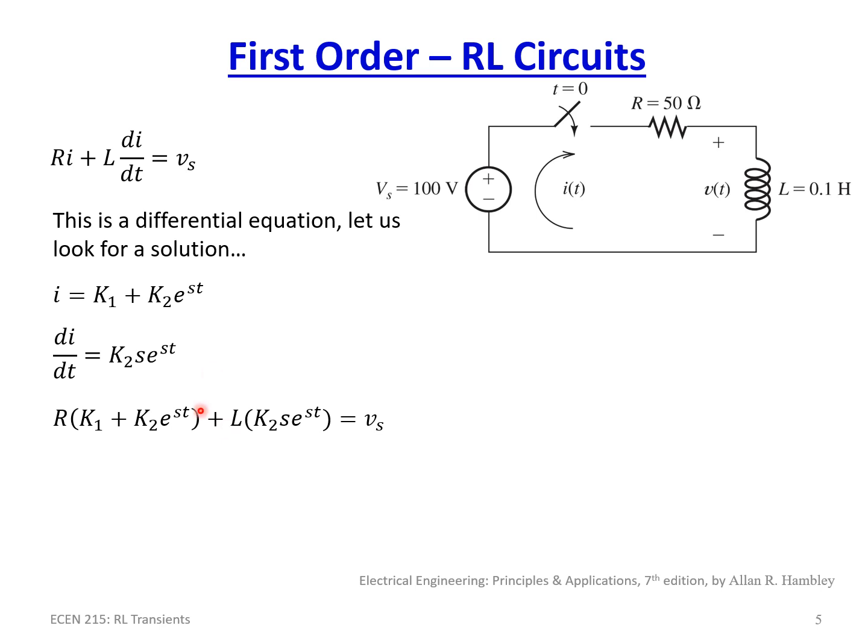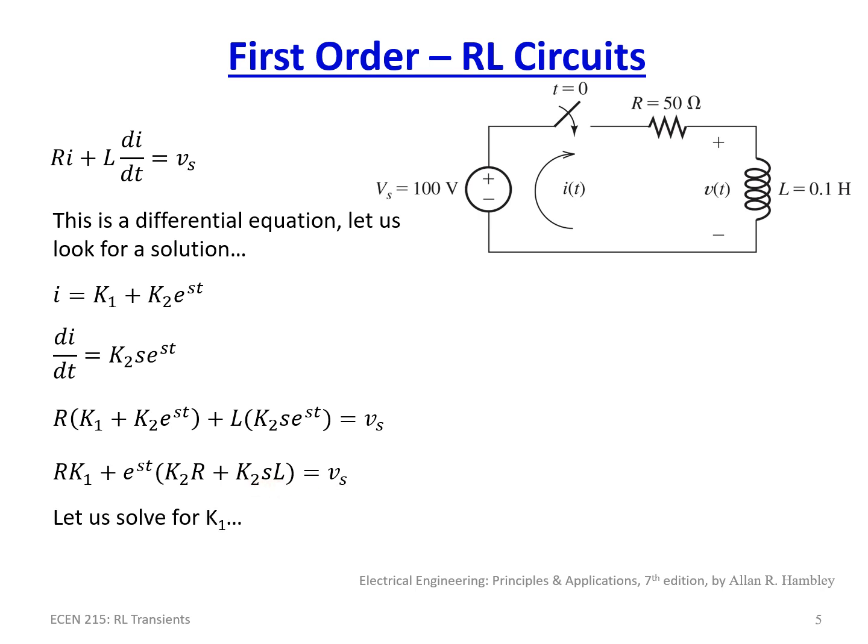So again, regardless of the scenario, this equation must in the end become Vs. Let's reduce things a little bit here. We end up with R K1 plus e to the st, so we can factor out the e to the st, times this constant K2 R plus K2 sL, which must be equal to Vs.